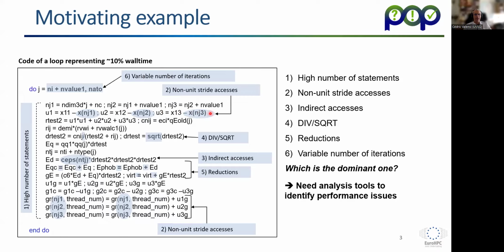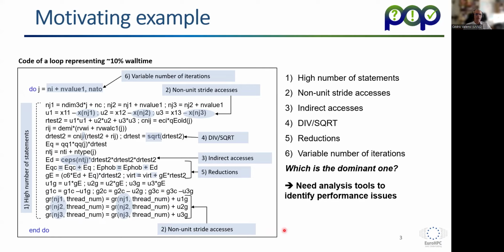For instance, there are indirect memory accesses. The number of iterations is variable, which can prevent the compiler from successfully performing some optimizations. There are also more indirect accesses. There are very expensive instructions. The loop itself is rather large.